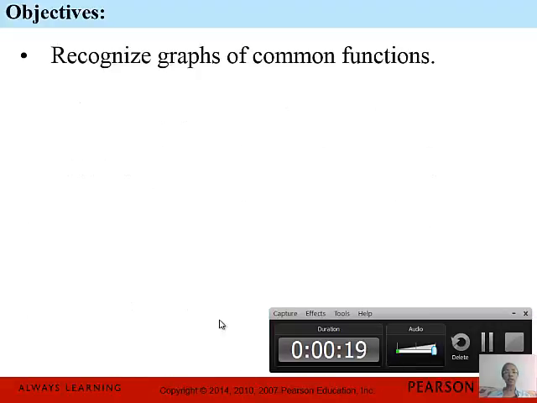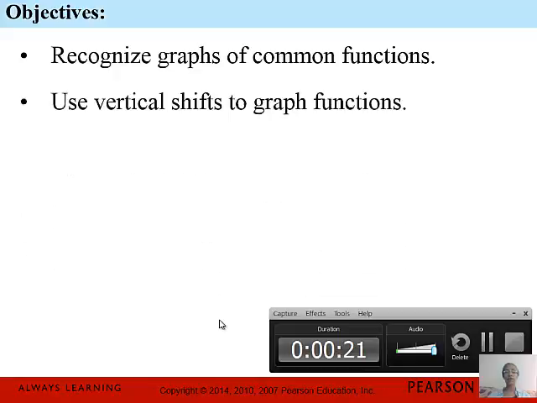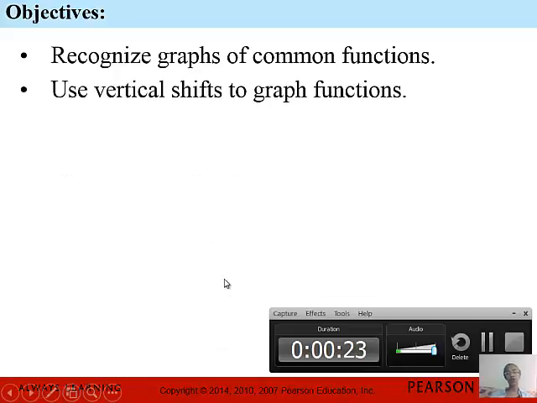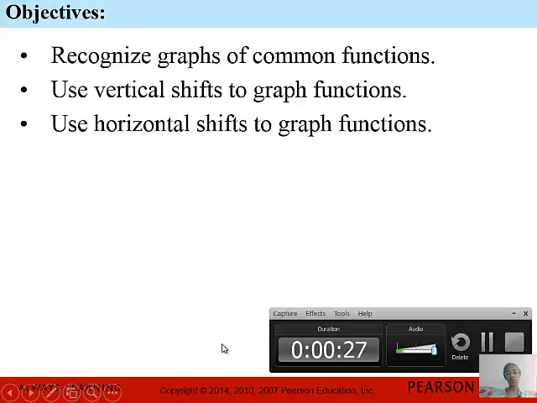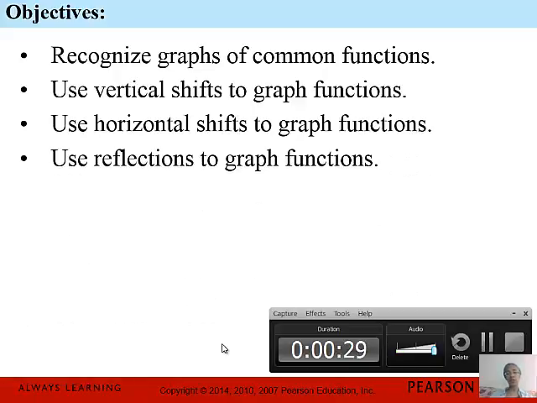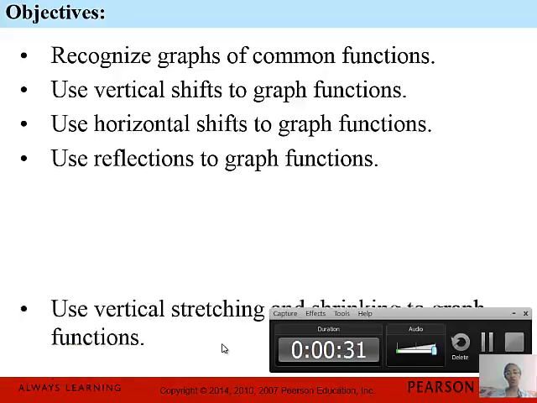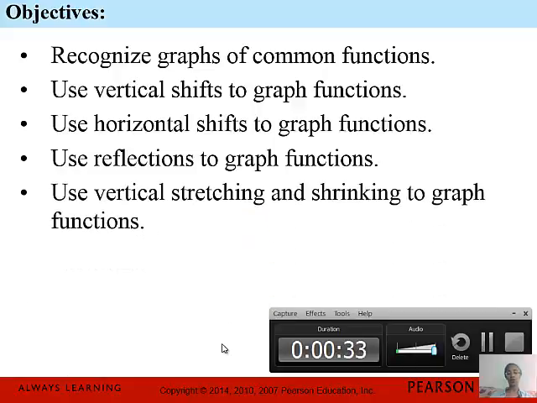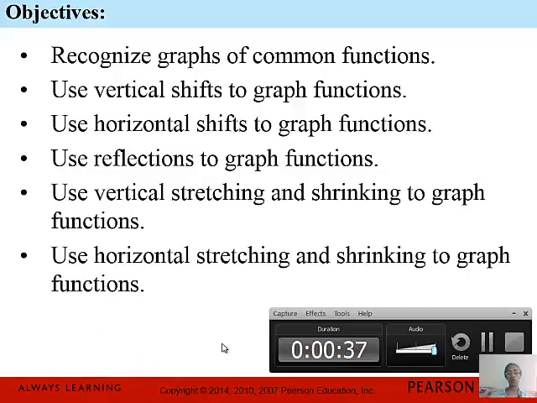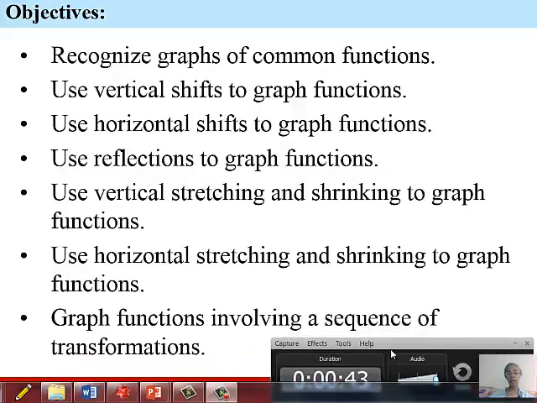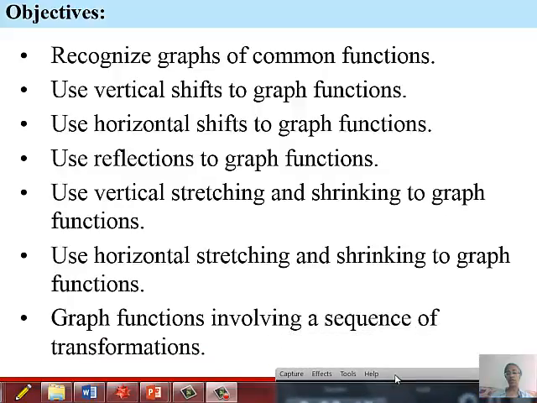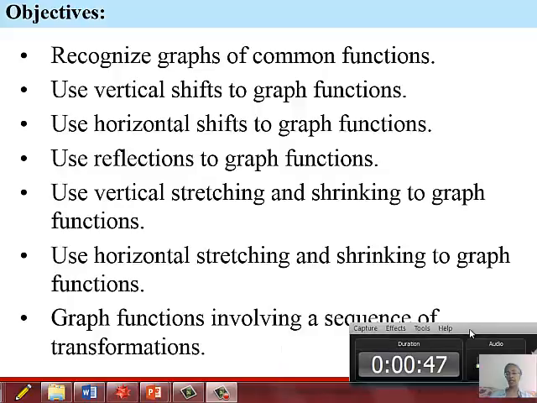The objectives are to recognize graphs of common functions, use vertical shifts to graph functions, use horizontal shifts to graph functions, use reflections to graph functions, use vertical stretching and shrinking to graph functions, use horizontal stretching and shrinking to graph functions, and graph functions involving a sequence of transformations.